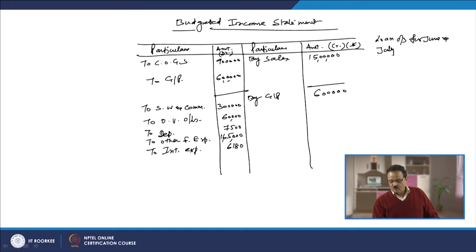How much was this amount? This was 318,000. We borrowed, we used this money for the month of June and for the month of July, and part of the amount was paid in the month of July at the end of July. So, how much was paid at the end of July?